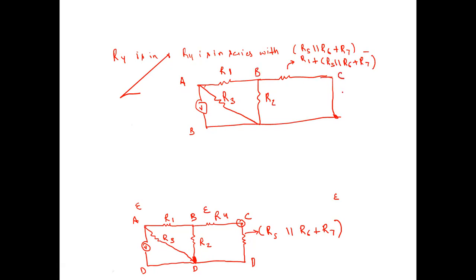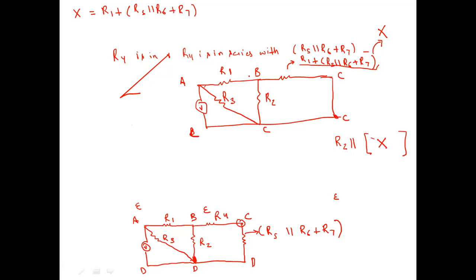Okay, across this is C, this will also be C, this will also be C, this will also be C. Can you see that? You can see BC is this and BC is this. So we can safely say that R2 is in parallel with this entire combination. Let me keep the name of this combination as, suppose, X. So I can safely say that X is equal to R1 plus R5 parallel to R6 plus R7. So I can say R2 is parallel with X.